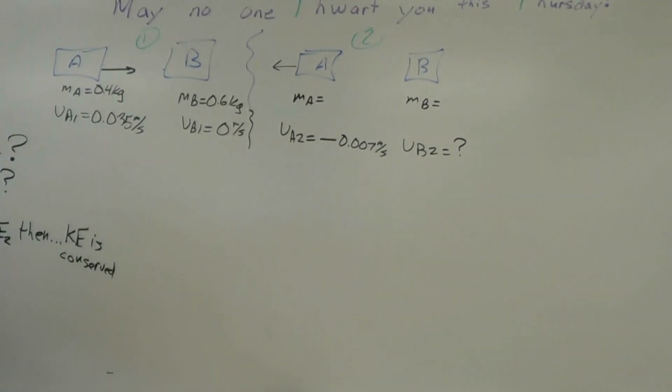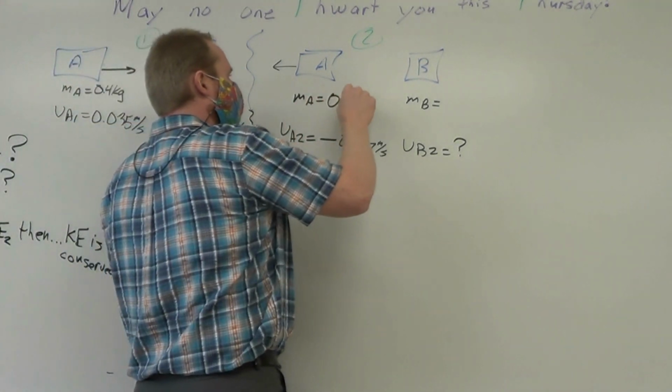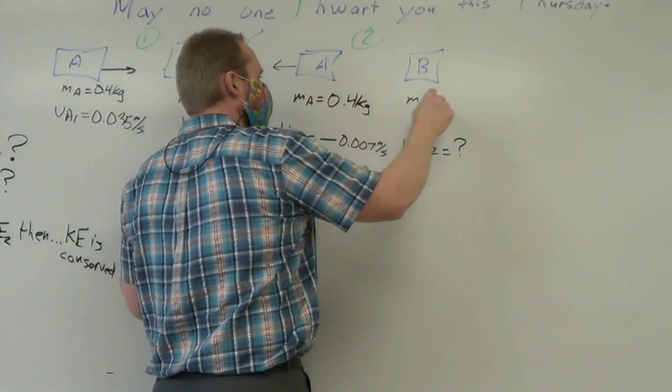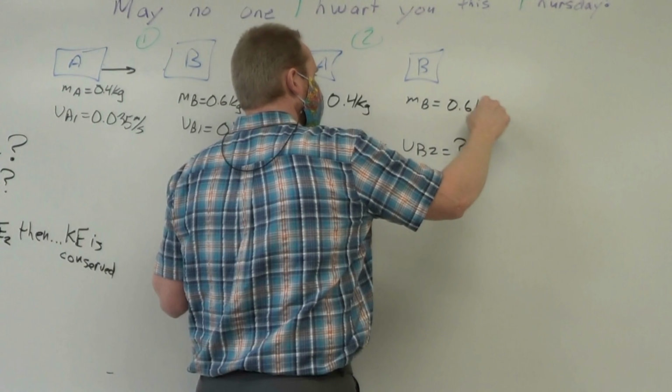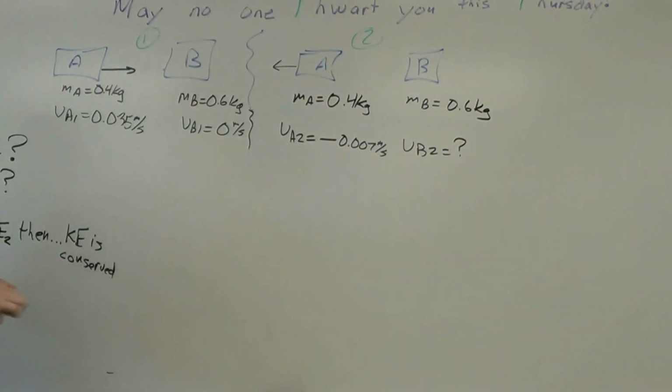Okay, so there's my quick picture. These objects are 0.4 kilograms because they didn't lose any mass, and this is 0.6 kilograms because they didn't lose any mass.